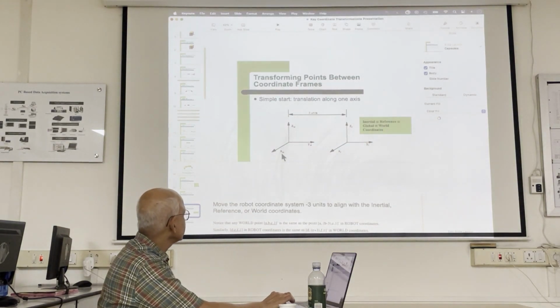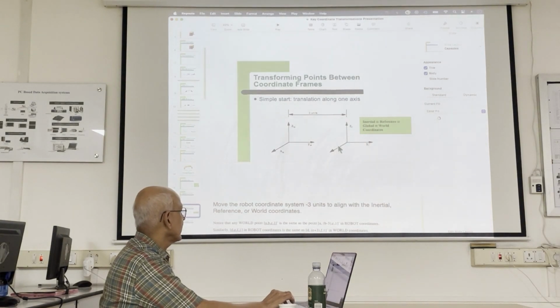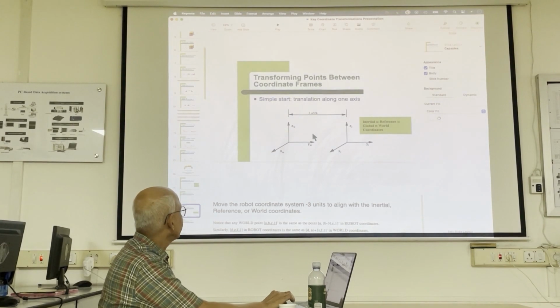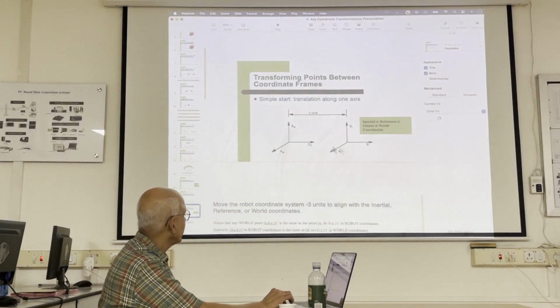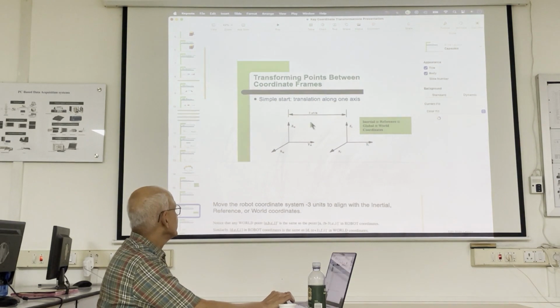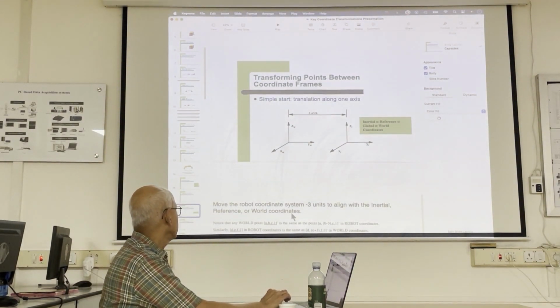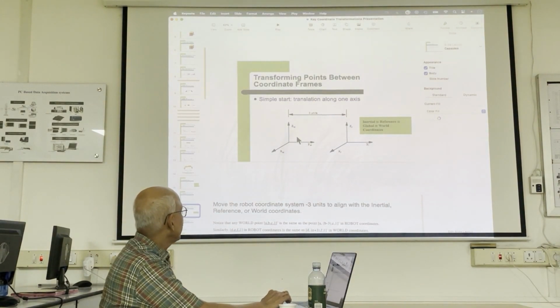So world: XW, YW, ZW. XR, YR, ZR: robot. Is that okay? And right now, there's only one translation in this direction. No rotation. You can see Y, Y, X, X, Z, Z. They're all aligned. So we start slowly, 3 units. So we have to move the robot coordinate system minus 3 units to align with the world.